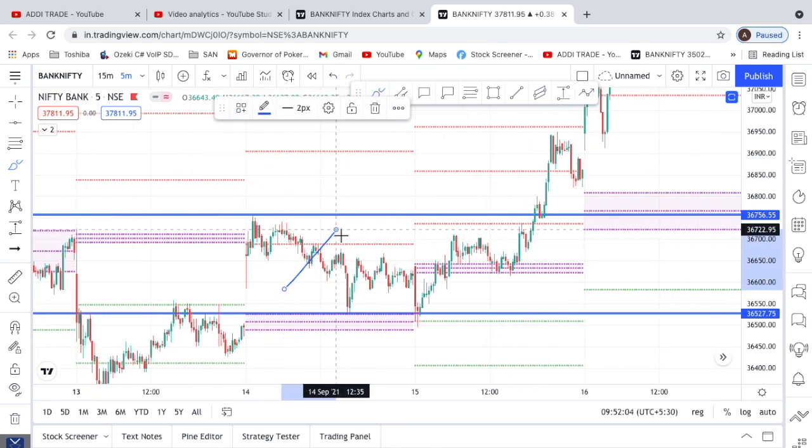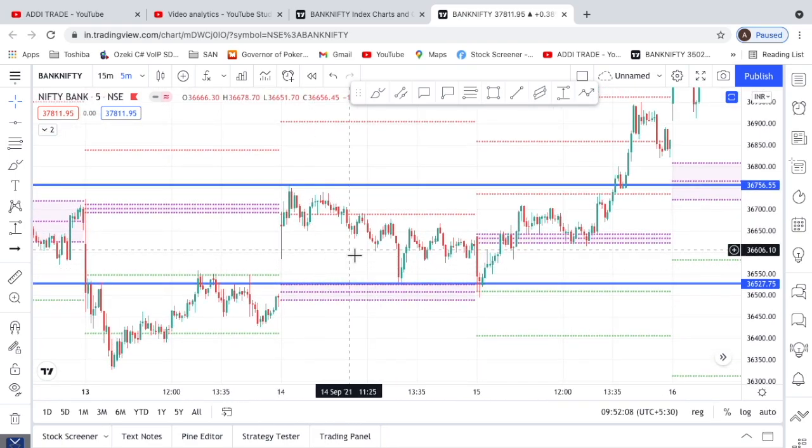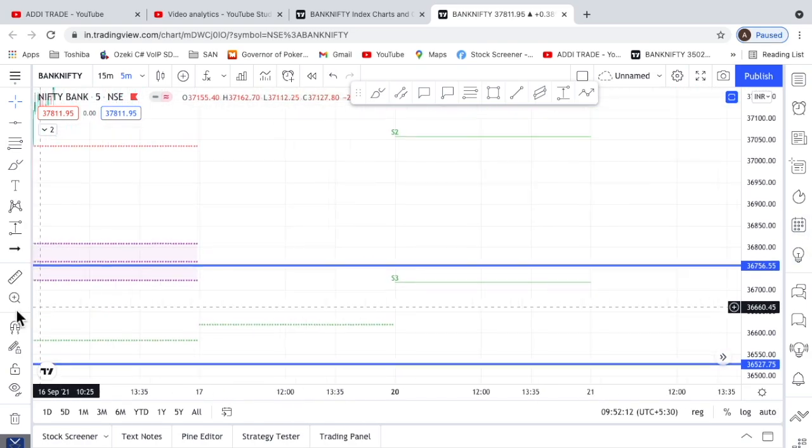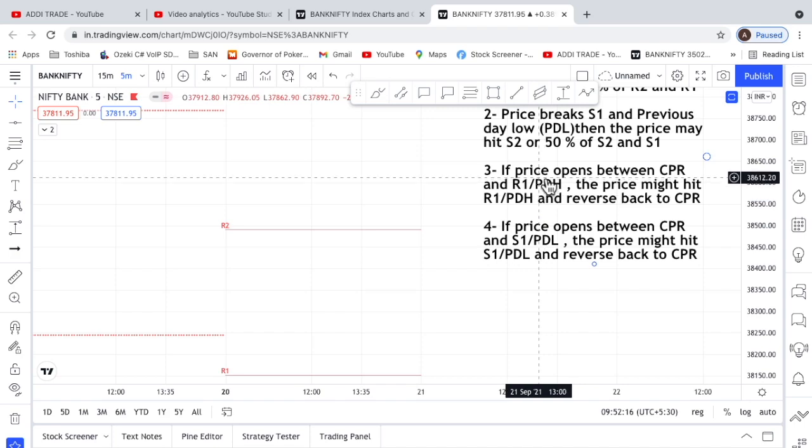And this day, 14th September, is a very good example of the third point. Now, what does the third point state? If the price opens between CPR and R1 previous day high, then the price may hit R1 previous day high and reverse back to the CPR.